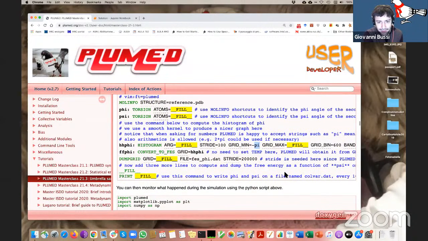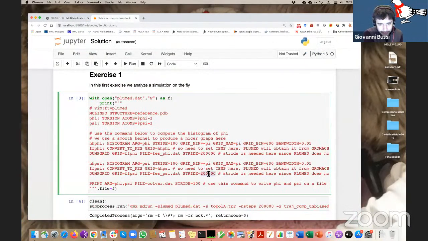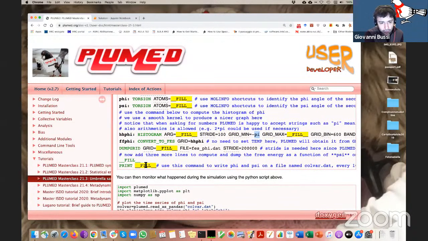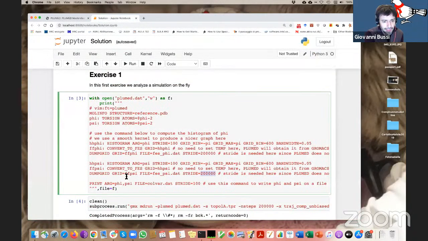Again, this was very much the same that you were doing with Gareth. The only difference is that here we had to specify exactly how frequently to dump the grid, because apparently PLUMED is not able to do it at the end of the simulation. And then here you have to modify this to write phi and psi on a specific Colvar file. So that's how I did it. Comments, questions, anyone who didn't manage to do this?